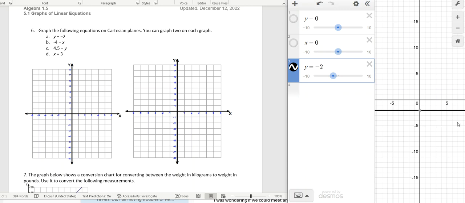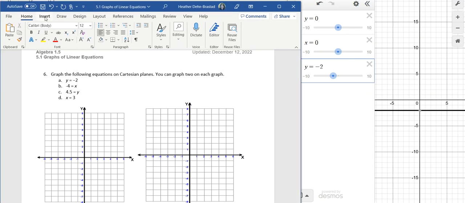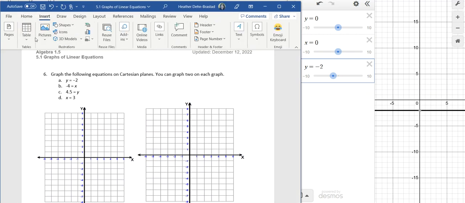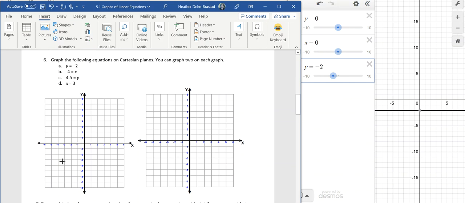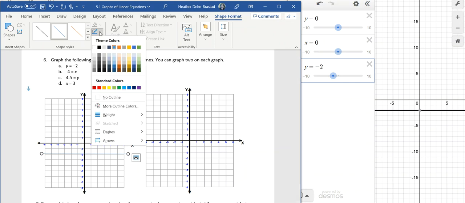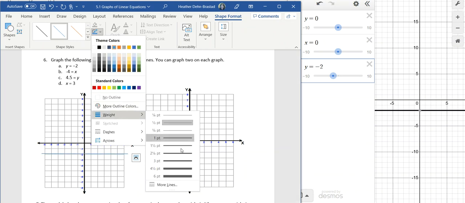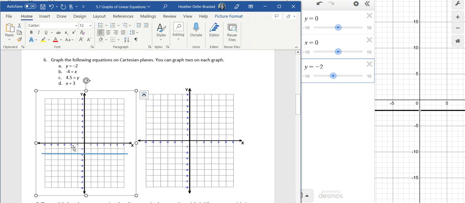So we can graph it on Desmos if you want, or you can go to Insert. Let me move this down so you can see what I'm doing. In Word, you can go to Insert, and then you can go to Shapes, and then find a line. I'll use this line. And I want to draw a horizontal line through y equals -2. I'm going to just make this a little bit thicker so you can see it. So there's my line that goes through y equals -2.